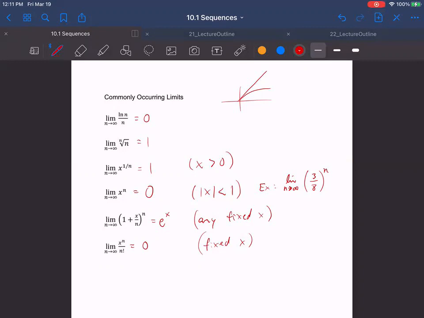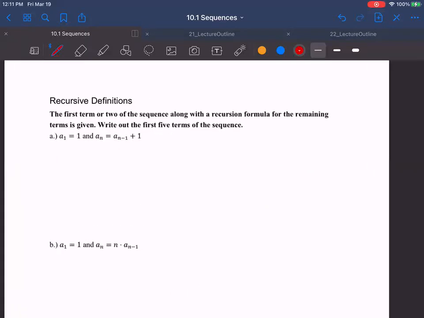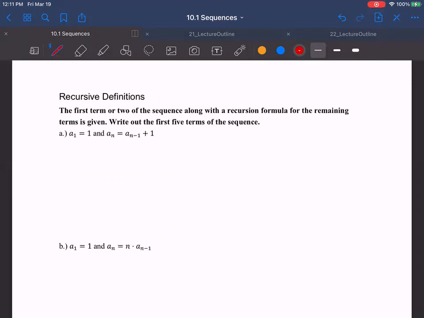No? Okay. Let's take a look at recursive definitions for sequences. Here, we're given the first term or two, and then you have to use the recursion formula to figure out the remaining terms. So write out the first 5 terms. We'll do this first one together. We have A1, that's 1. And then they tell us that any other value is just the previous value plus 1.